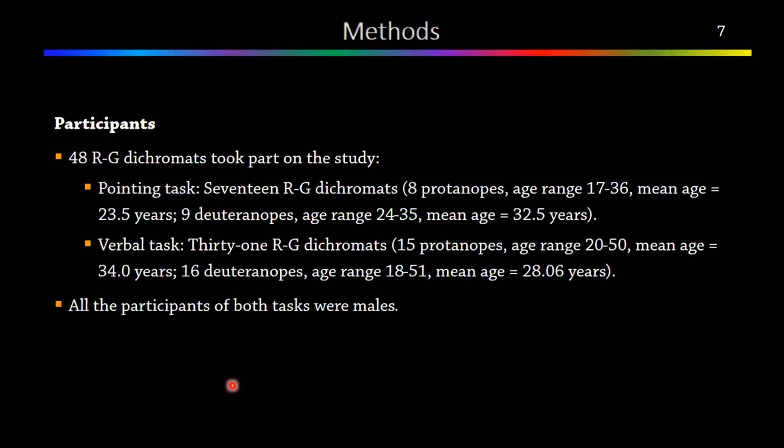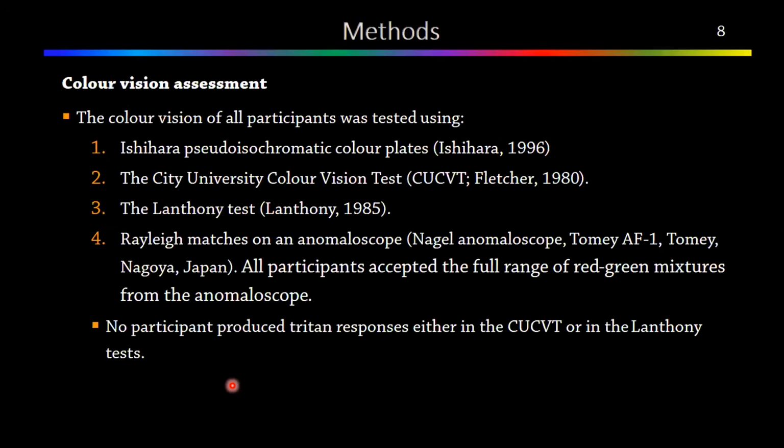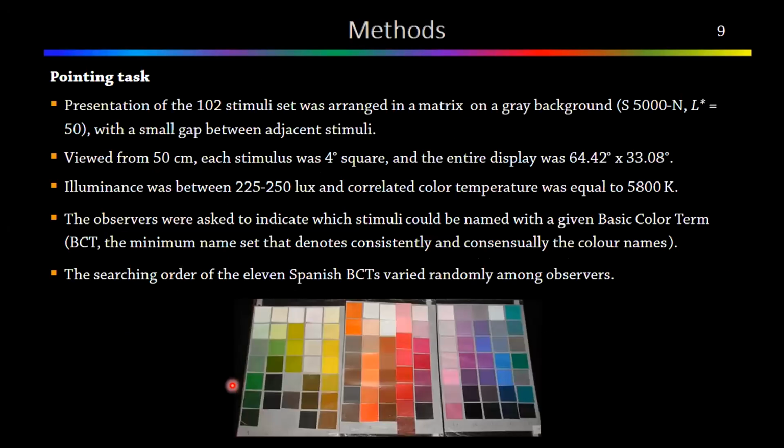So we had 48 red-green dichromats taking part. In the pointing task, there were 17 dichromats, 8 protanopes and 9 deuteranopes, and in the verbal task, we had 31, 15 protanopes and 16 deuteranopes. All of them were males. We tested their color vision with the Ishihara plates, the City University Color Vision Test, and the Lanthony test. And finally, we confirmed their dichromacy using Rayleigh matches on an anomaloscope. All of them accepted the full range of red-green matches, and no participants produced tritan responses in the City University test or in the Lanthony test.